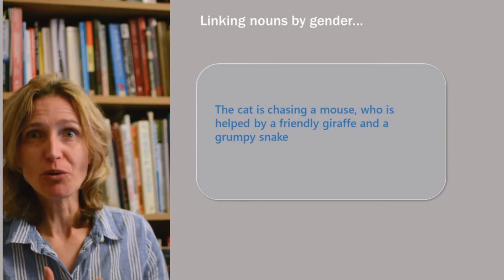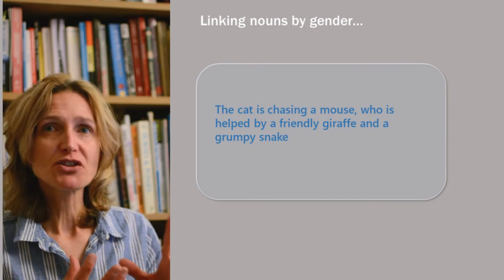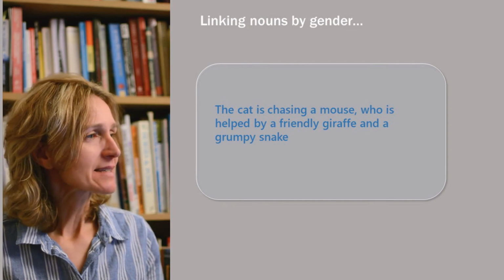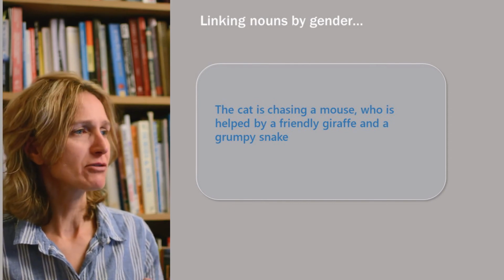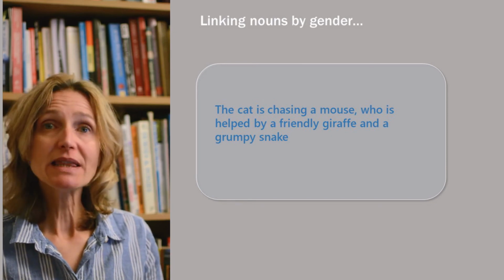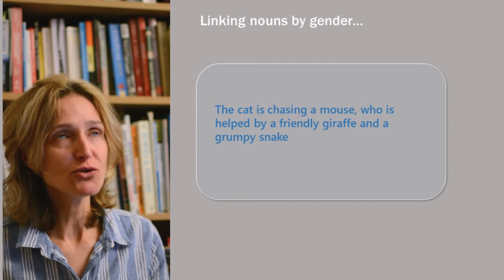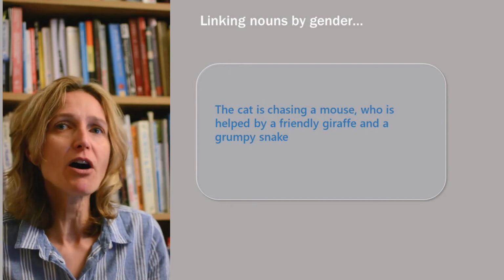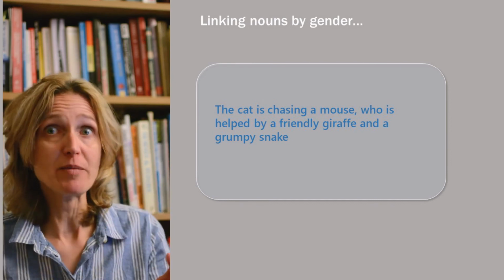So just to give you one example, let's just say you're trying to remember animals. So our story here is, the cat is chasing a mouse who is helped by a friendly giraffe and a grumpy snake. So in this example, all of the nouns are feminine, and because it's a bit of an unusual story, if you could visualize it, for example, and then learn it off by heart, you would then remember that all of those nouns are feminine.